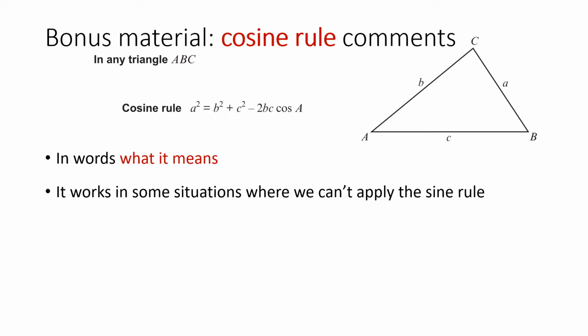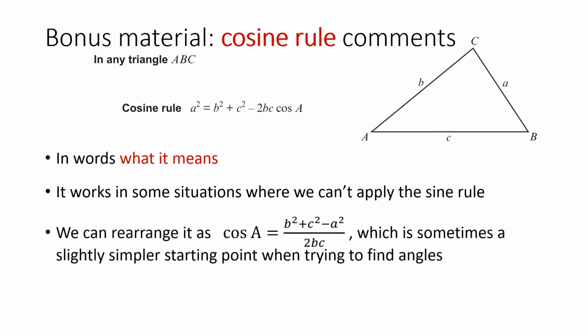Now, if we don't have a side opposite an angle, then we can't use the sine rule, but we can use the cosine rule. So if we've got 3 bits of information, including a side, and we can't use the sine rule, then the good news, we can use the cosine rule to get everything else that we need.